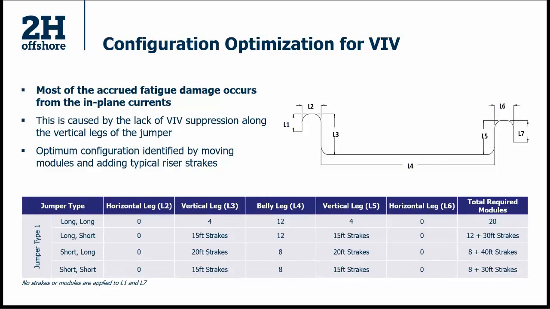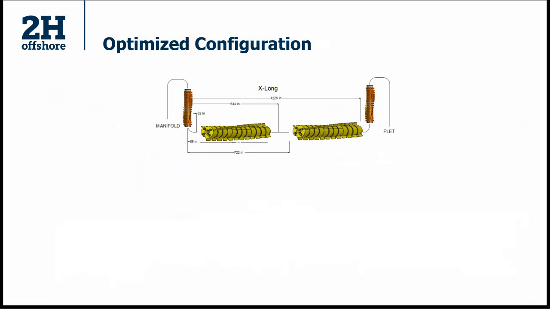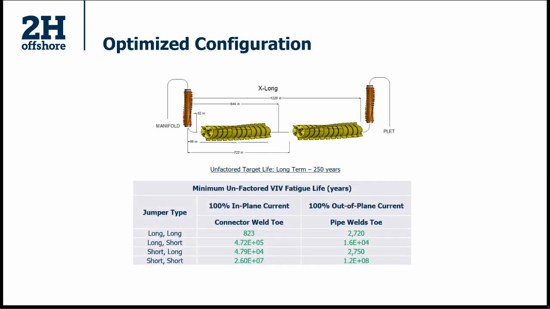But we did come up with a configuration by moving these around and adding strakes on the vertical legs of these 4 jumpers to come up with a solution such that all 12 jumpers would meet their target requirements. And this is how the optimized configuration looks, where, especially for the long jumpers, we had buoyancy modules and strakes on both the vertical as well as the horizontal leg of the jumper. By doing this, we went from around 30 years on the long jumper to 800 plus years. So quite a bit of improvement by putting buoyancy modules on the vertical legs of the jumper.